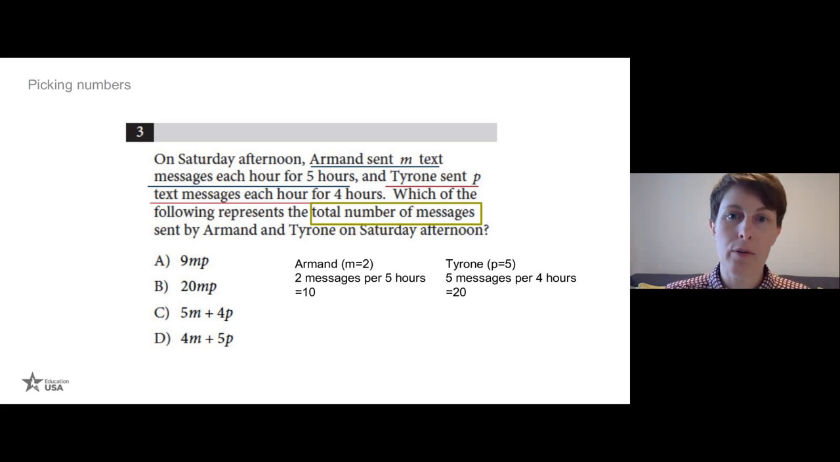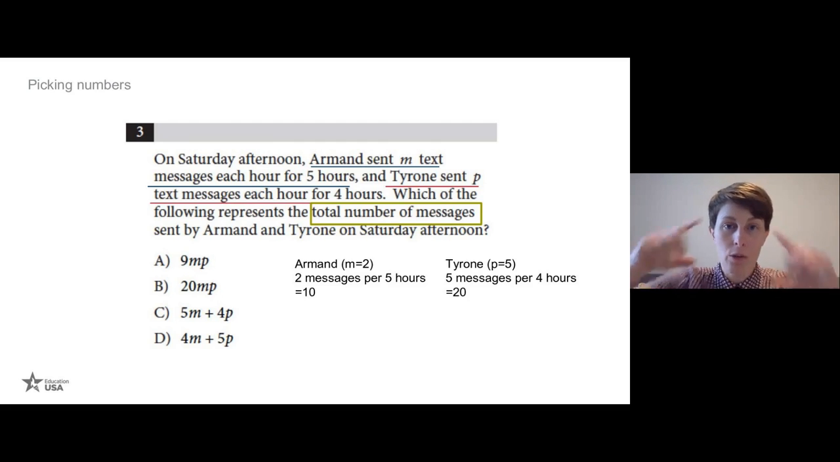This is when you're kind of realizing the sort of math that you'll be using, right? So when you're doing a rate, M text messages per hour, then you're multiplying, right? So for 2 messages every 5 hours, that would then equal 10. And 5 messages per every 4 hours, that is going to equal 20.